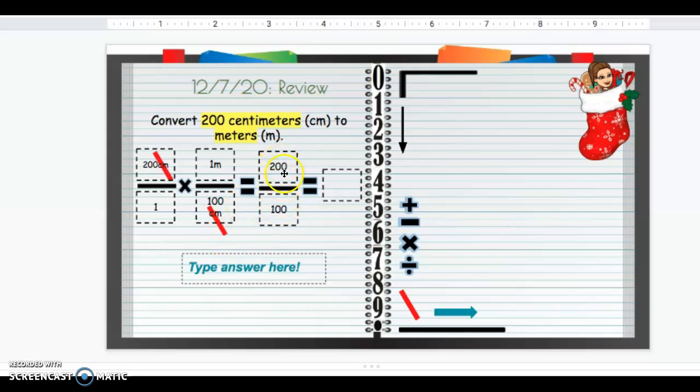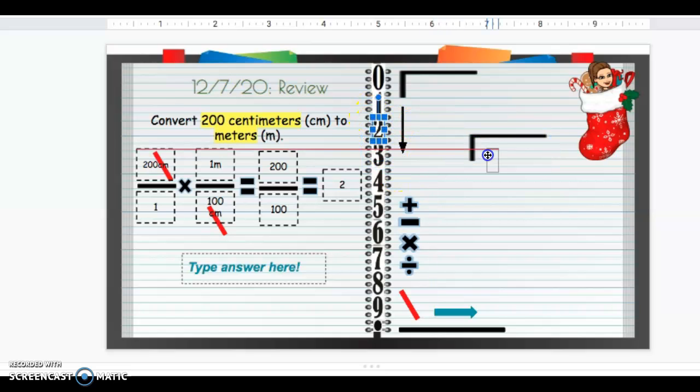Where you learned in 4th and 5th grade how to divide with zeros. If you have 2 zeros on top, I can cross off the 2 zeros on the bottom. So I have 2 over 1, which would be 2. Now, if you didn't know that, you would sit here and divide.